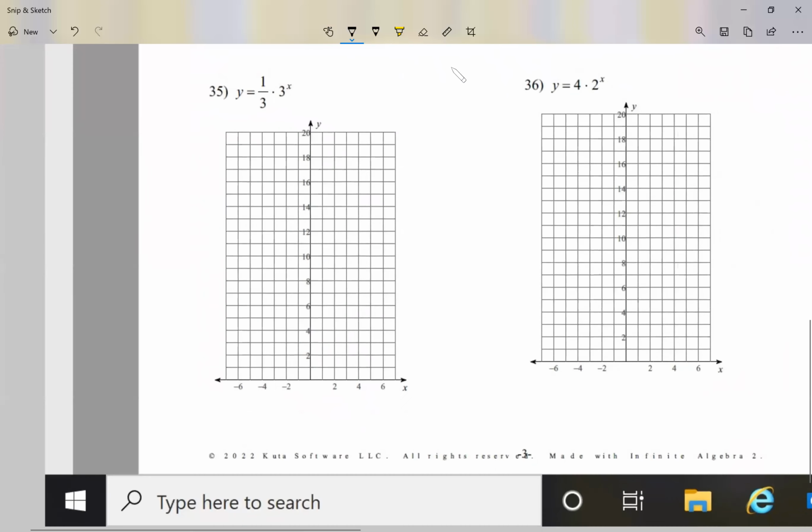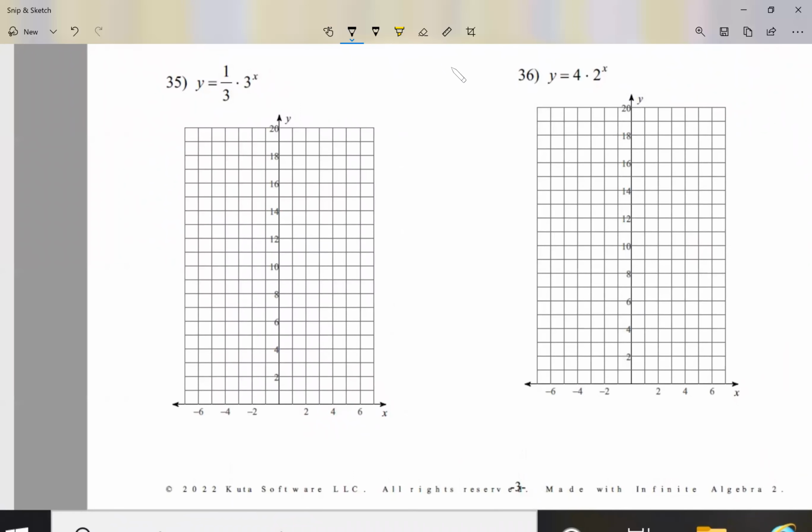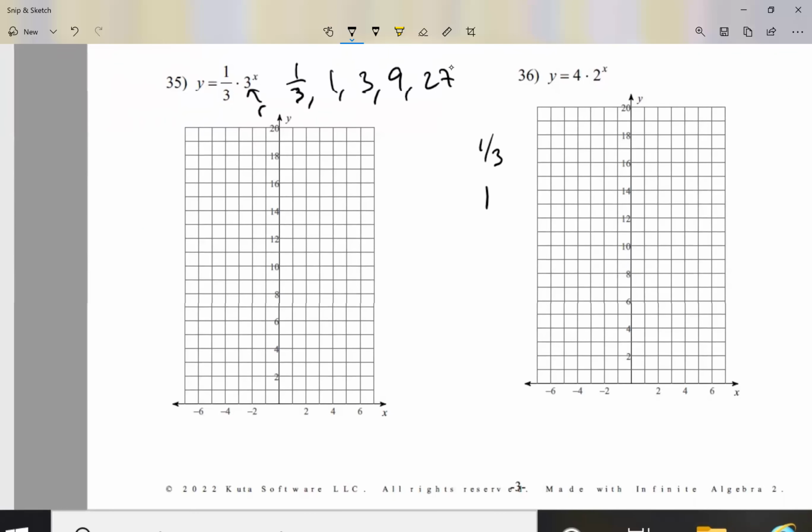Now, let's take a look at the next one, 35. I know my initial number is 1/3. If I'm looking at my list, it is 1/3. My ratio is 3. So in order for me to come up with the next number, let me multiply by 3. So 1/3 times 3 is just 1, times 3, times 3, times 3. And I think that's enough. So I'm going to come up with points. My y value of my first point is 1/3. My next values are 1, 3, 9, 27.